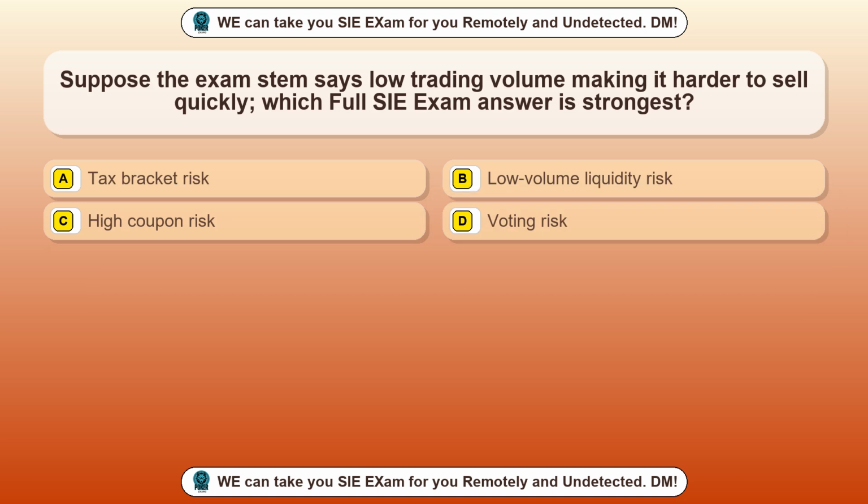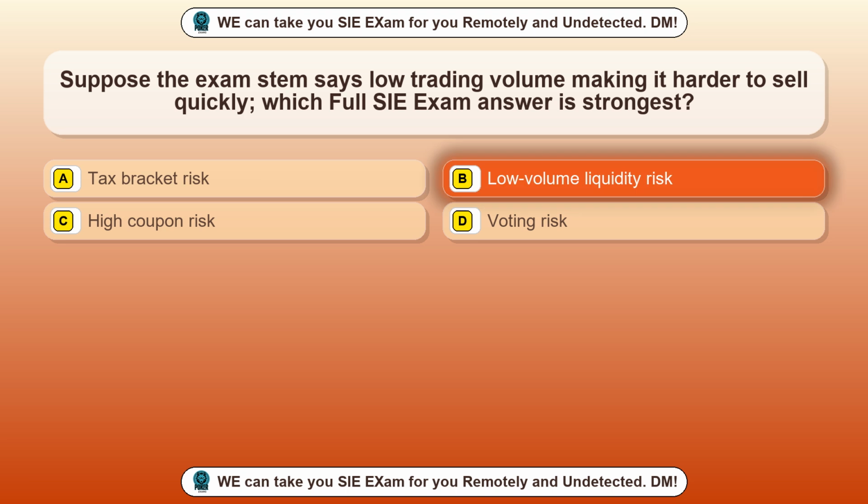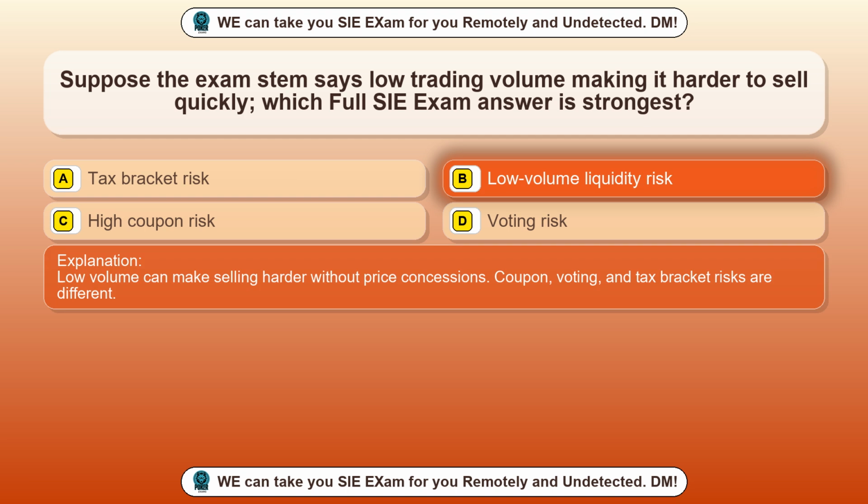Question 12. Suppose the exam stem says low trading volume making it harder to sell quickly, which full SIE exam answer is strongest? Option A, tax bracket risk. Option B, low volume liquidity risk. Option C, high coupon risk. Option D, voting risk. The correct answer is option B, low volume liquidity risk. Low volume can make selling harder without price concessions. Coupon, voting, and tax bracket risks are different.